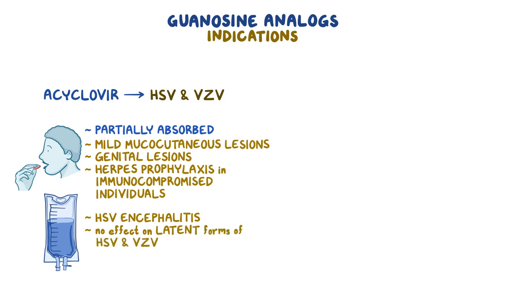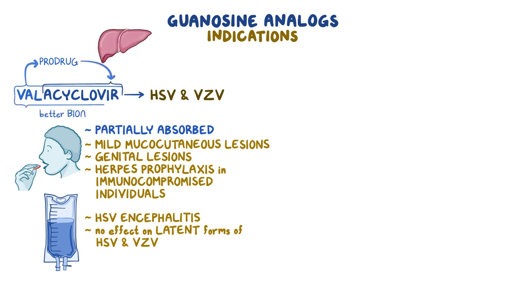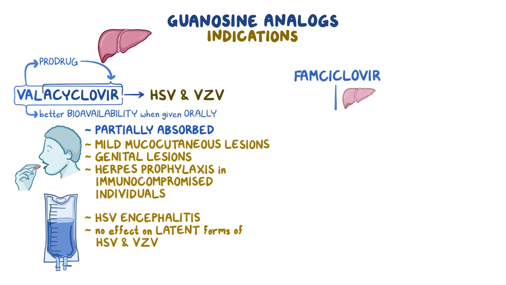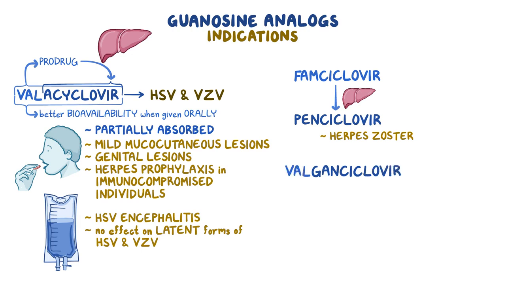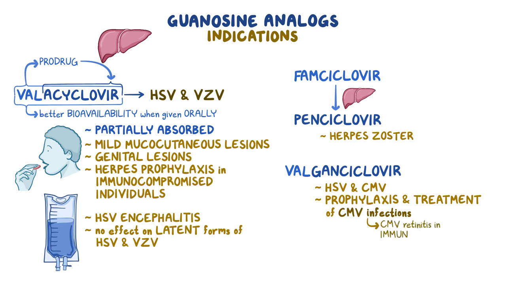HSV and VZV. Valacyclovir is the prodrug of acyclovir that gets converted to acyclovir in the liver and has better bioavailability than acyclovir when given orally. Famciclovir is the prodrug of penciclovir that gets converted to penciclovir in the liver and is used for herpes zoster. Now, ganciclovir and its prodrug valganciclovir are active against HSV and CMV, and they're typically used for prophylaxis and treatment of cytomegalovirus, or CMV infections, and especially CMV retinitis in immunocompromised individuals.